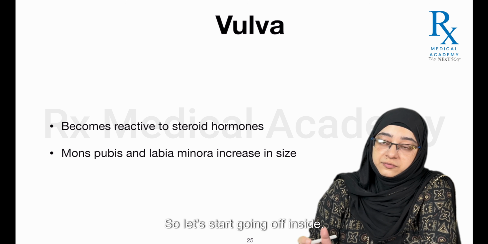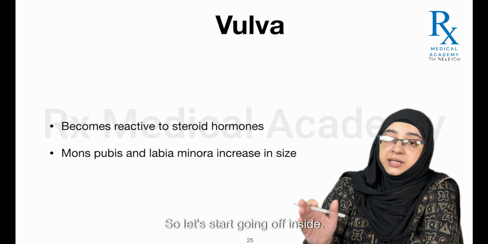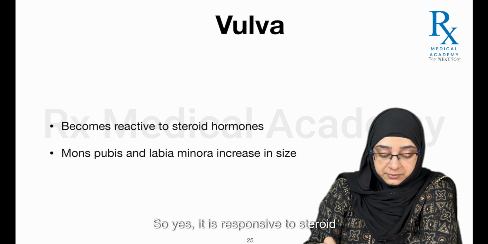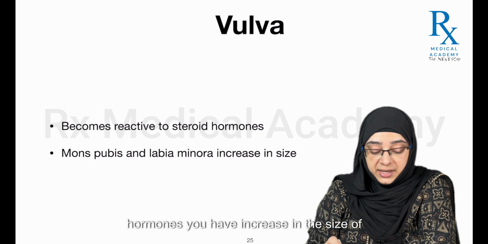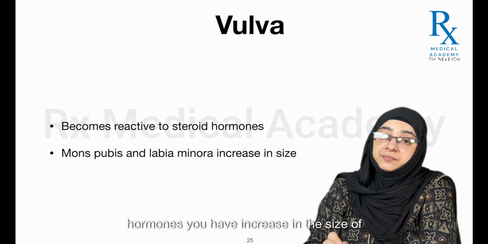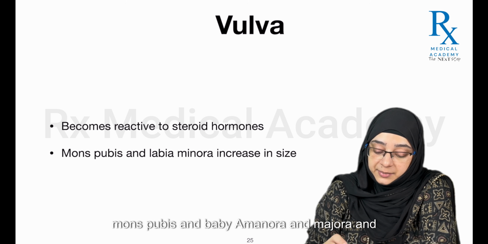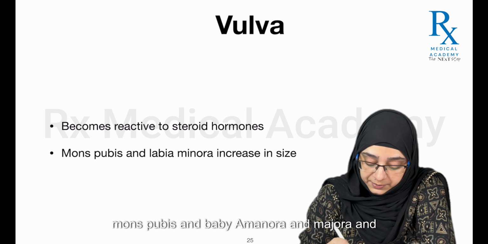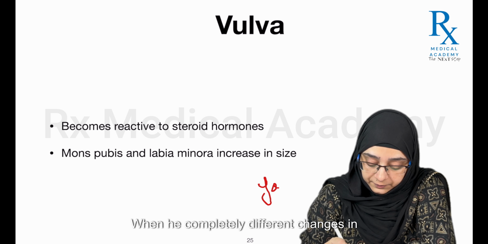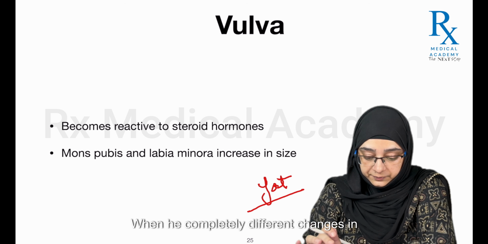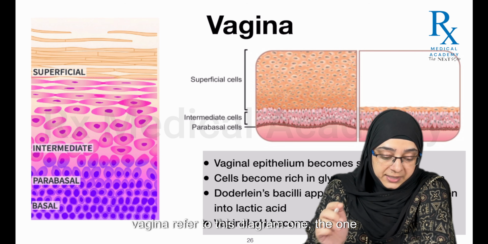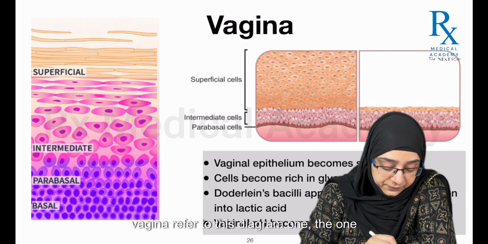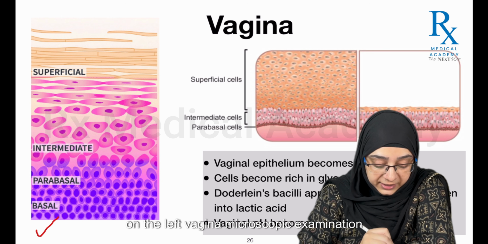So let's start from the vulva going up inside. So the vulva, yes, it becomes responsive to steroid hormones. You have an increase in the size of the mons pubis and labia minora and majora, and deposition of fat. Then we come to the different changes in the vagina. Please refer to this diagram, the one on the left.